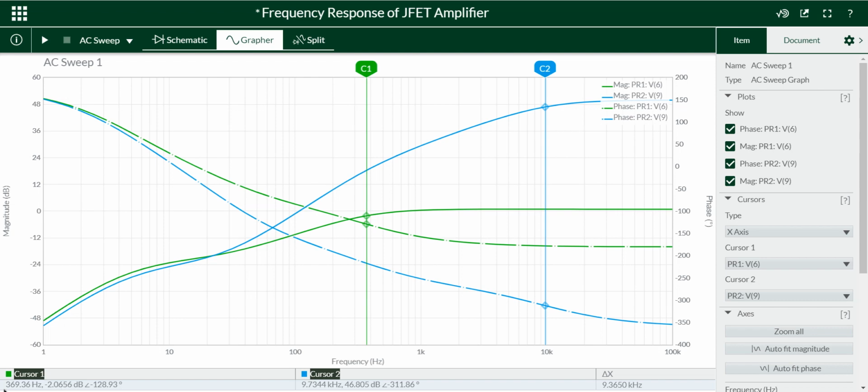At that point, the frequency is 369.36 Hertz. So the lower cutoff for single stage is 369.36 Hertz. Therefore, the bandwidth will be 100 kilohertz minus 369.36 Hertz, which comes out to be 99.63 kilohertz. So it is observed that the bandwidth of single stage is greater than that of the multi-stage.